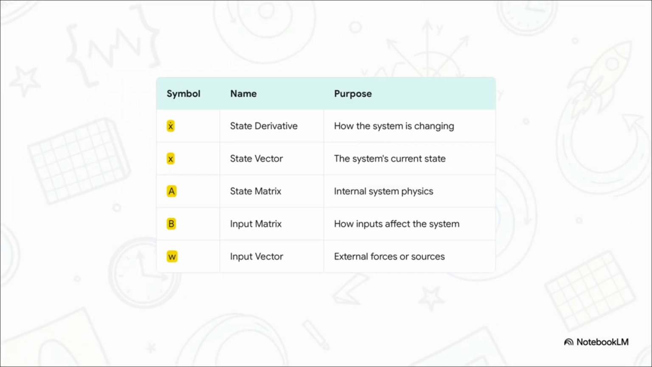That's the snapshot, right? The inductor current and capacitor voltage. X dot is how that snapshot is changing in the next instant. Now the A matrix, that's the really interesting part. It basically holds the physics of the system, how its own parts talk to each other. And finally, B and W just represent how outside forces, like our voltage source, push the system around.